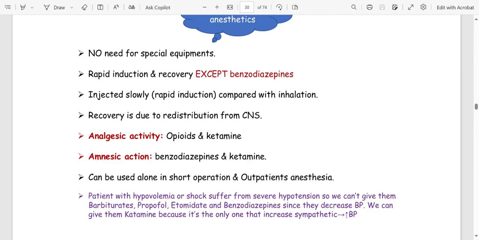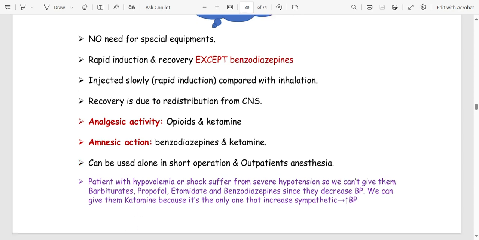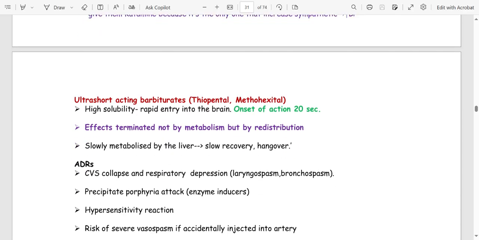So we can give them ketamine because it's the only one that increases sympathetics. Ketamine is the only one, take note, that will increase the sympathetics, and so it will increase blood pressure. So it's the only one that you can give in that condition.